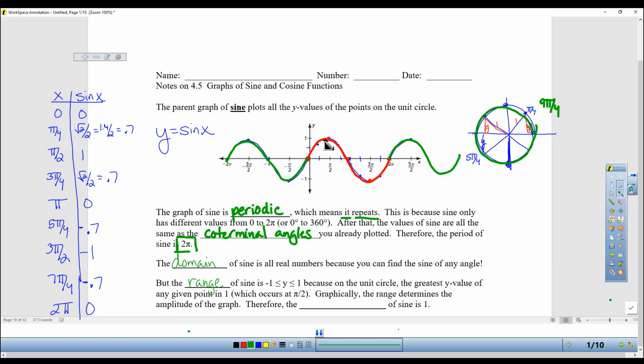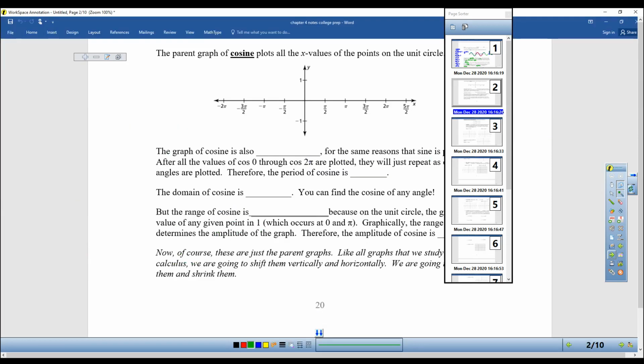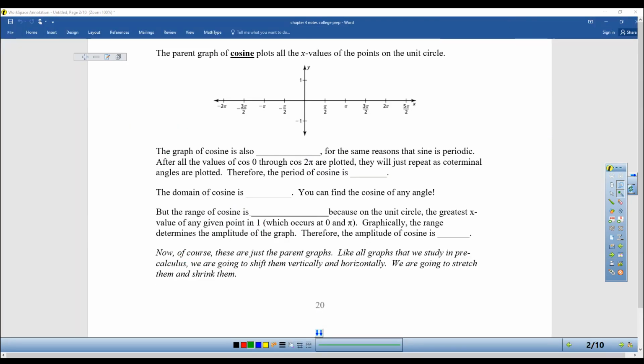Look what it does. It goes up to 1, then down to negative 1, up to 1, and then down to negative 1. And on the unit circle, that's because the greatest y value the unit circle ever obtains is 1, which occurs at pi halves. So graphically, the range determines the amplitude of the graph, amplitude being a height. So we're going to say that the amplitude of sine is 1. So lots of new definitions. I'm hopeful that it'll all become clearer when we do cosine.